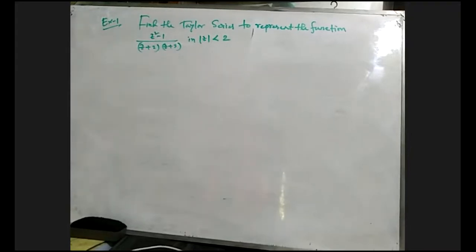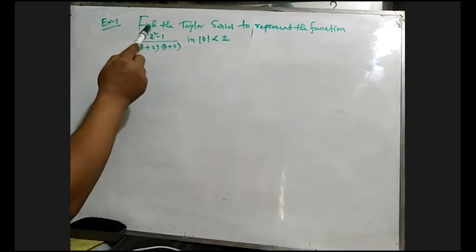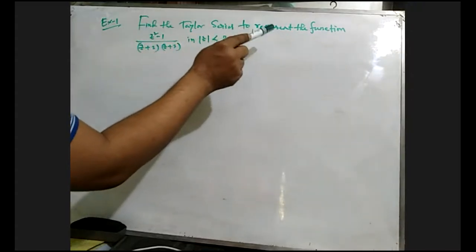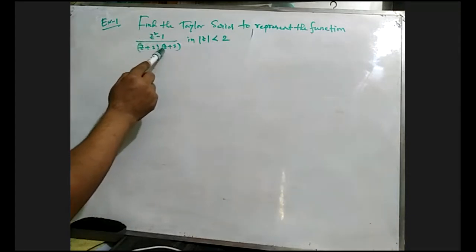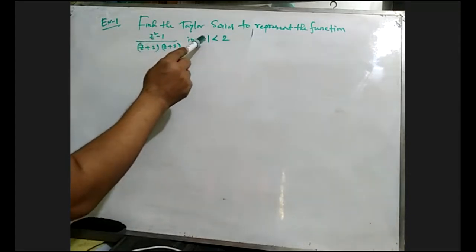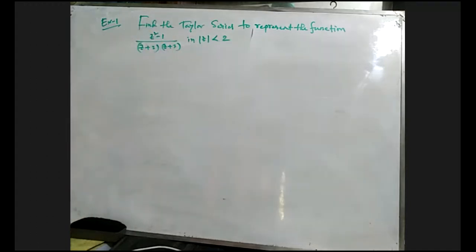Now, example 1, the first example of Taylor series. Find the Taylor series to represent the function (z squared minus 1) divided by (z plus 2)(z plus 3) in the circle with modulus of z less than 2. Modulus of z less than 2 means what? A circle with radius less than 2.